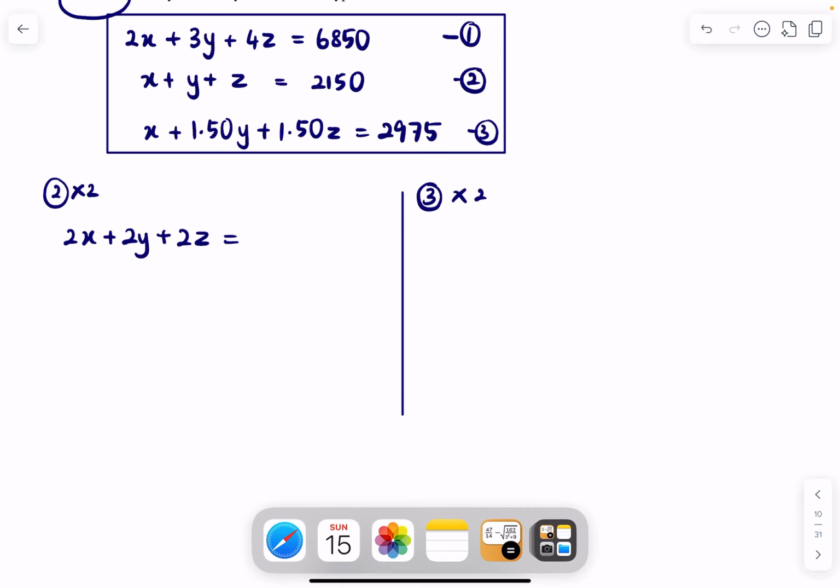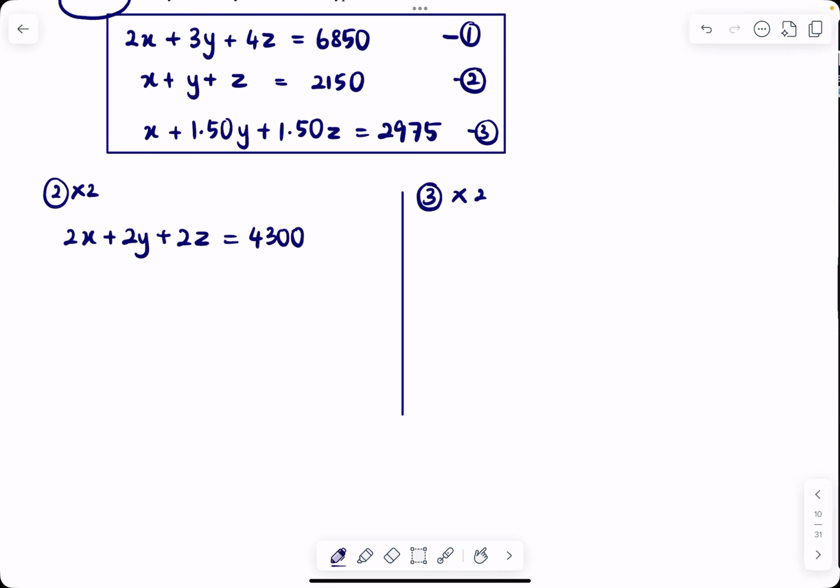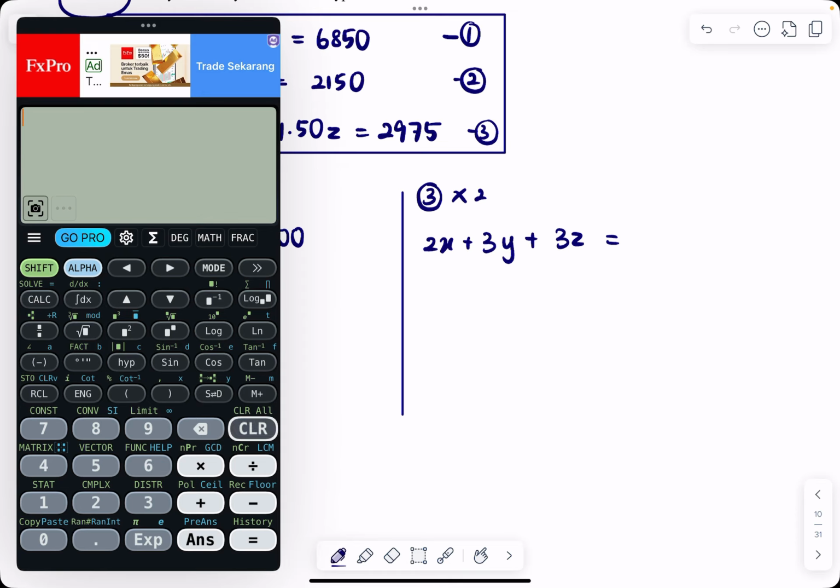Is 2150 times 2, 4300. And then equation 3 we times 2, so all this we times 2, we get 2x, 150 times 2 is 3 ringgit, 3z, 2975 times 2, 5950.